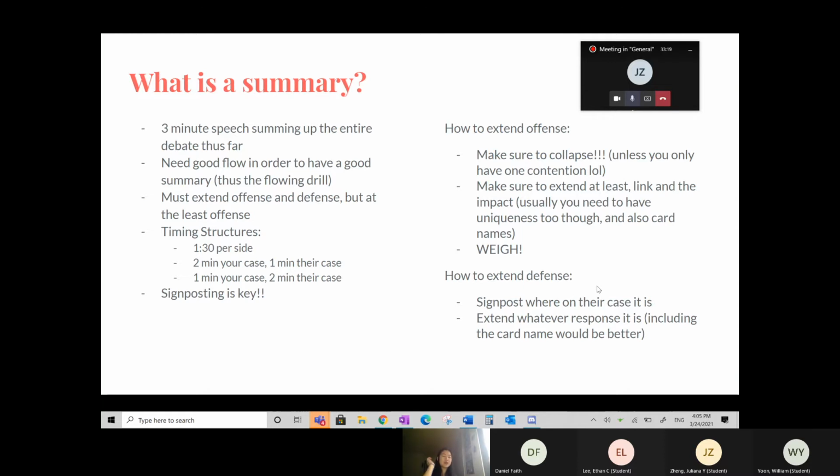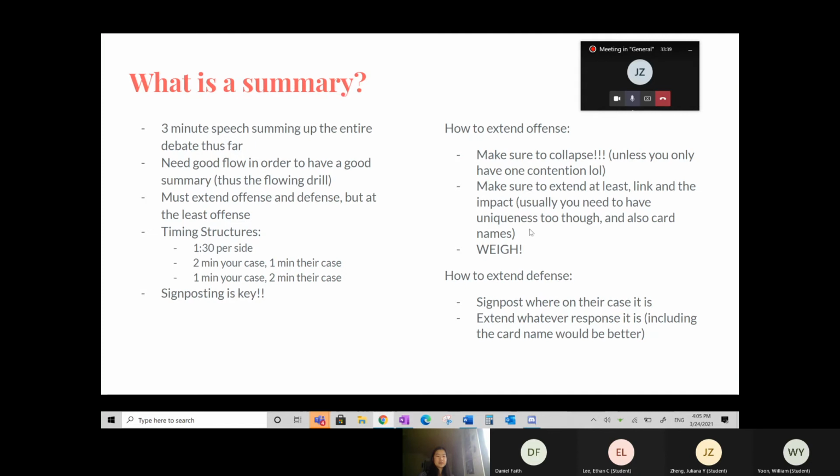Let's say your partner said against the impact, nuke war doesn't happen. So judge, you can extend my partner's response that nuke war doesn't happen because of mutually assured destruction. So you just have to restate. Summary is kind of like restating the important arguments in the round and choosing a key few ones. That's what's hard about summary.